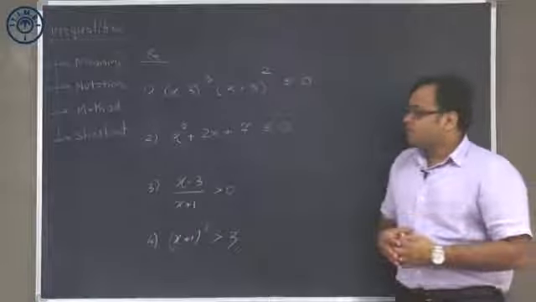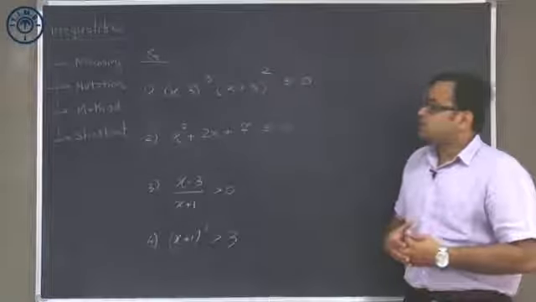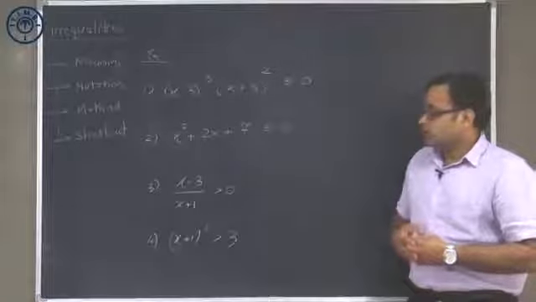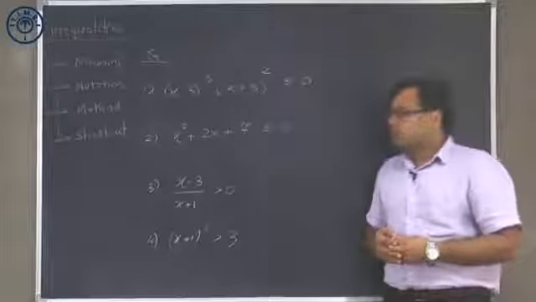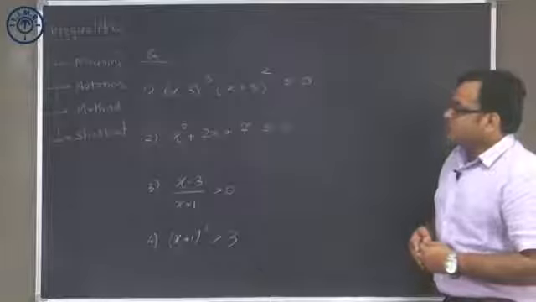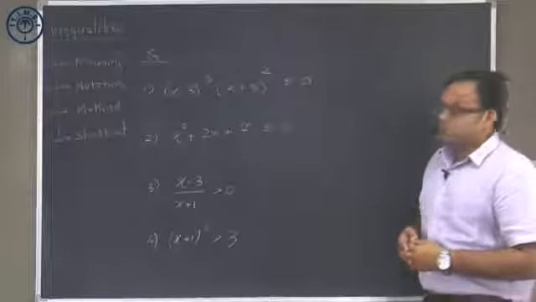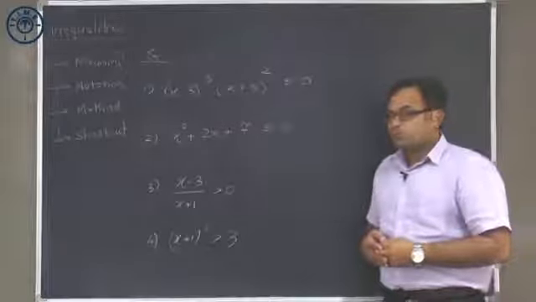Next, let's take up a couple of more intricate concepts involved in inequalities. There are 4 examples that we would like to discuss here. First one, (x minus 3) whole cube into (x plus 3) whole square is less than or equal to 0.